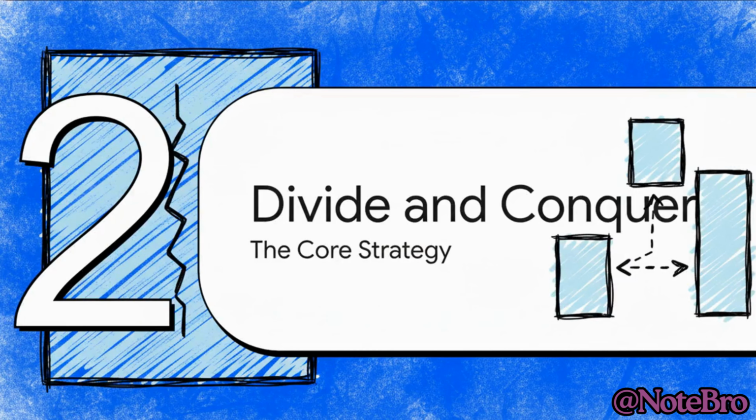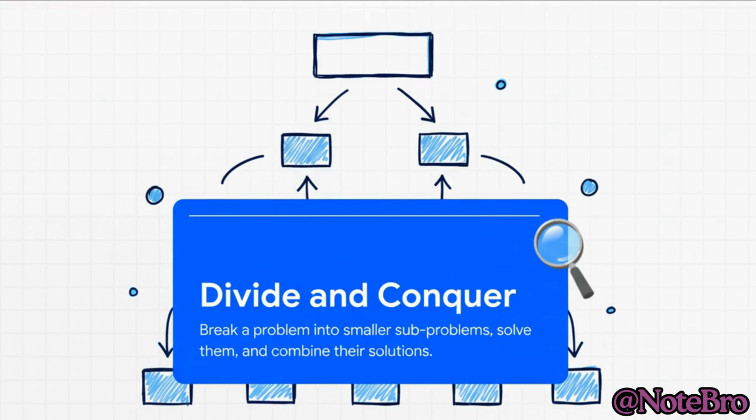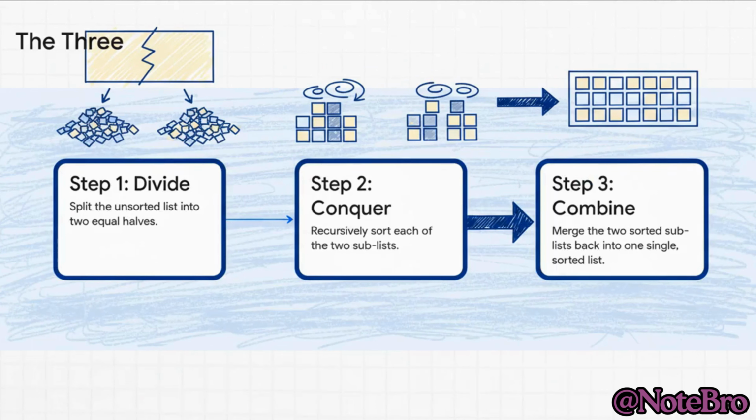And that strategy has a pretty cool name. It's called divide and conquer. The approach is actually super intuitive when you think about it. Instead of trying to solve one giant, messy problem all at once, you just break it down. You chop it up into tiny, manageable pieces, solve those easy little pieces, and then just combine the solutions back together. Simple.